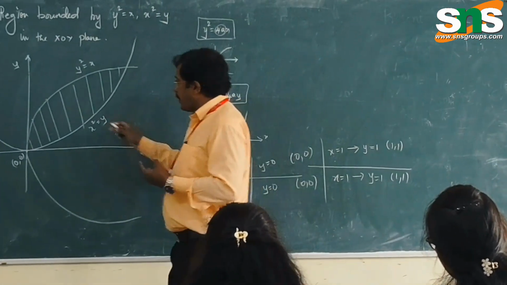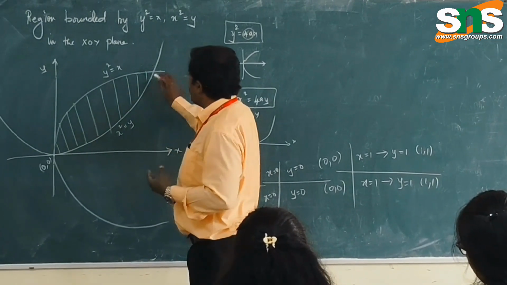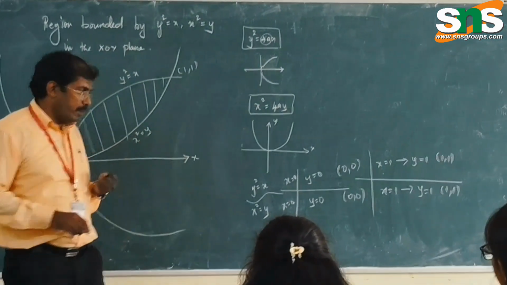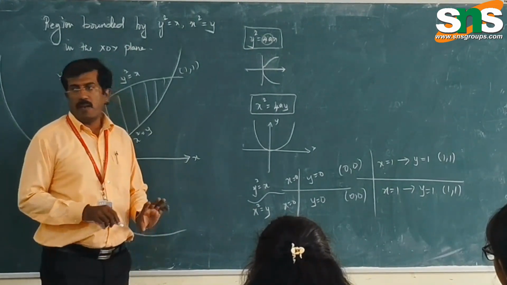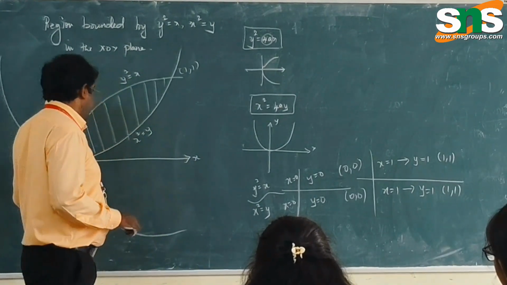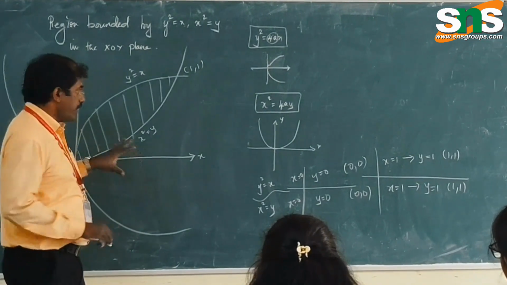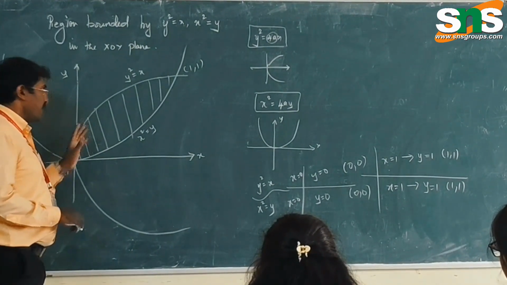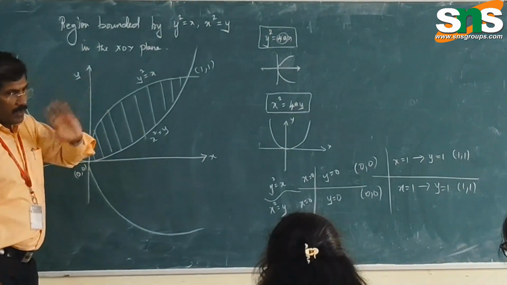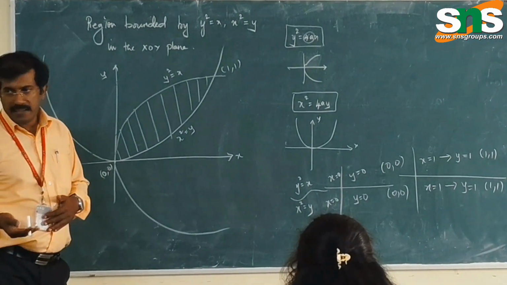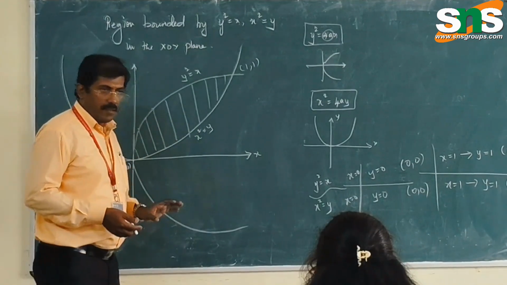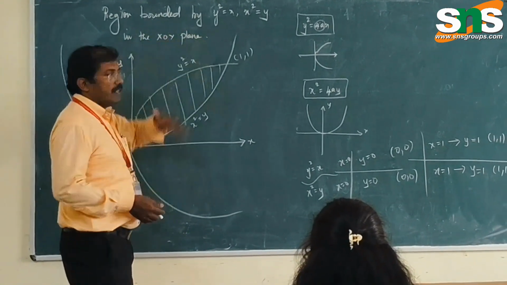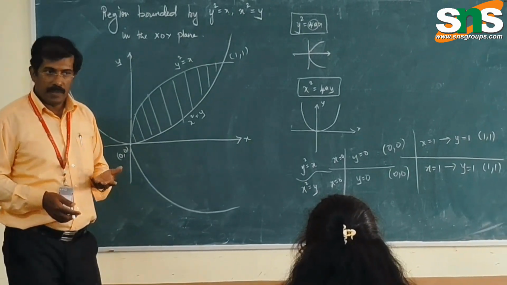So I understand that if this point is 0, 0, this point can be 1, 1. This is a graphical way of understanding the intersecting points. Like this you can understand the intersecting points, the region and these vertices, by which further, using integration, you can find the area. So this is how you can draw a picture for a given set of parabolas. Okay, thank you.